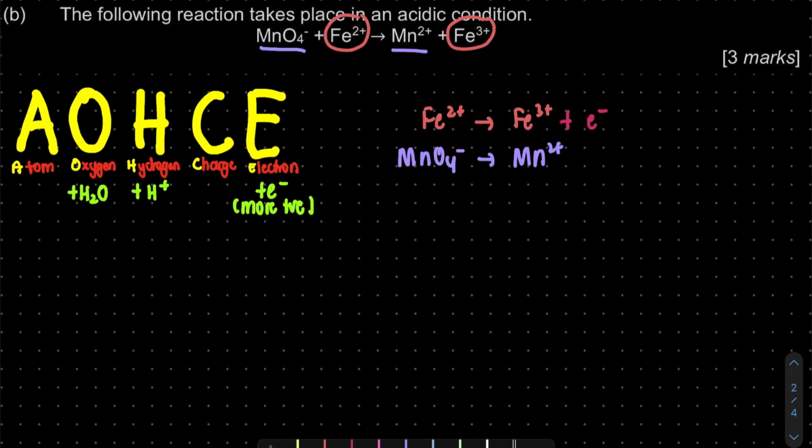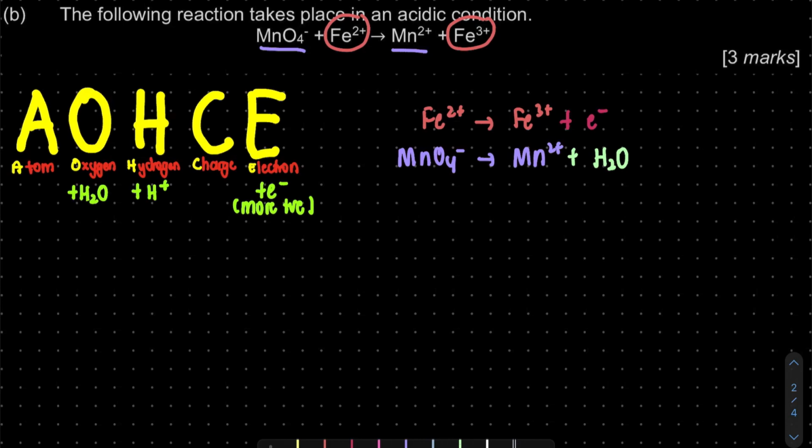Next is MnO4⁻ becoming Mn²⁺. Again, in terms of atoms, manganese and manganese are already balanced. Next is oxygen. Oxygen on the left-hand side is 4, but on my right-hand side I don't have any oxygen. So what am I going to add? I'm going to add H2O here.